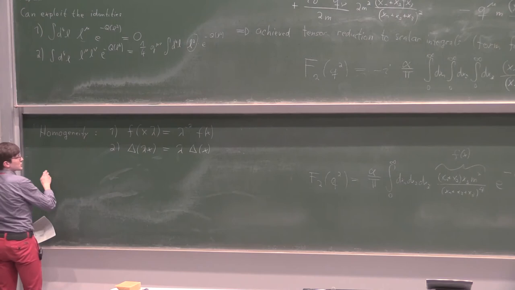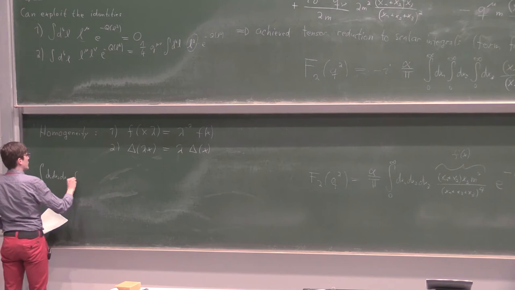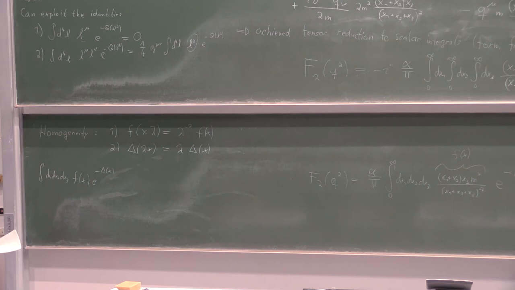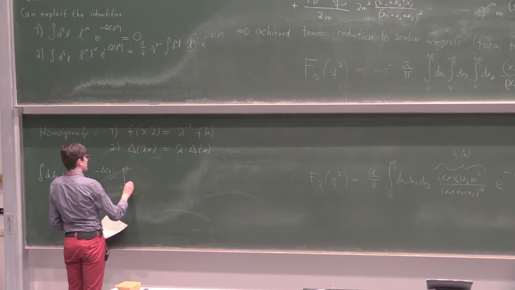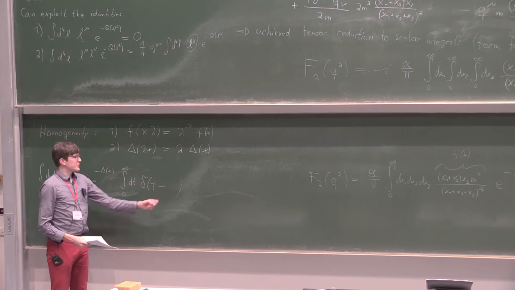So suppose we have an integral dx1, dx2, dx3, f of x, e to the minus lambda x. Okay, that's what we have. Now let me do the following. I just write a trivial one in here, integrate from 0 to infinity, dt, and I put a delta distribution. T minus something, and I could put anything here, right? Any positive number I put here, this will just integrate to 1.